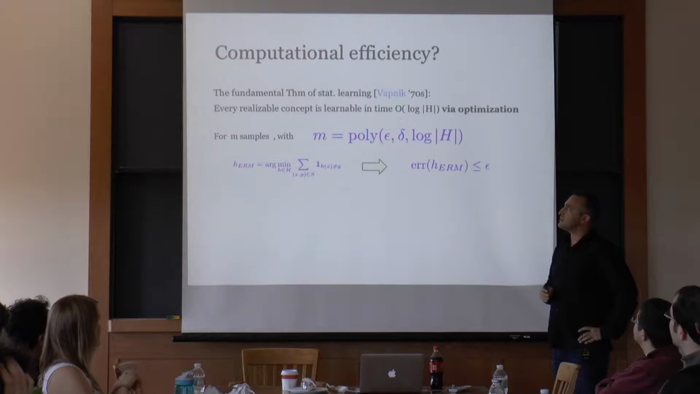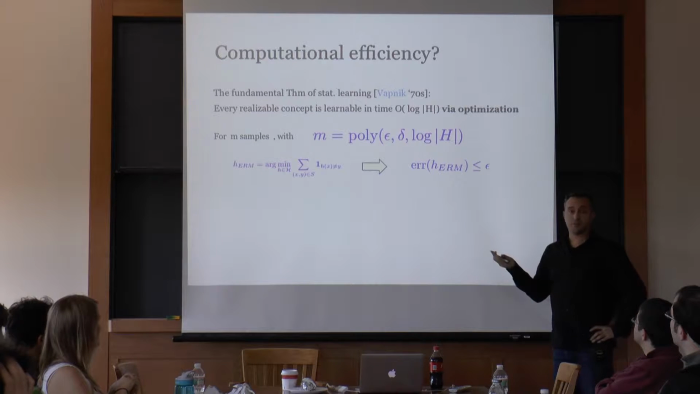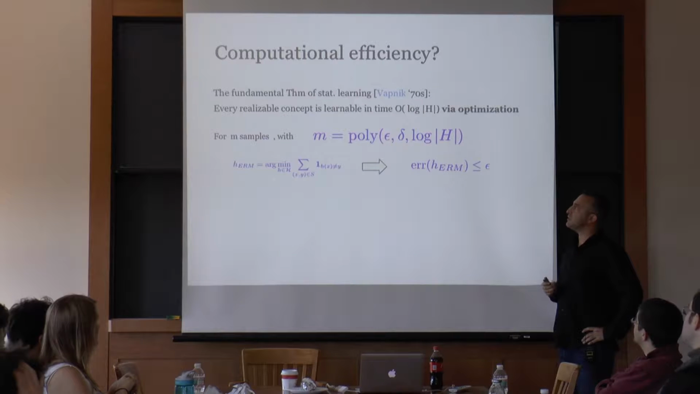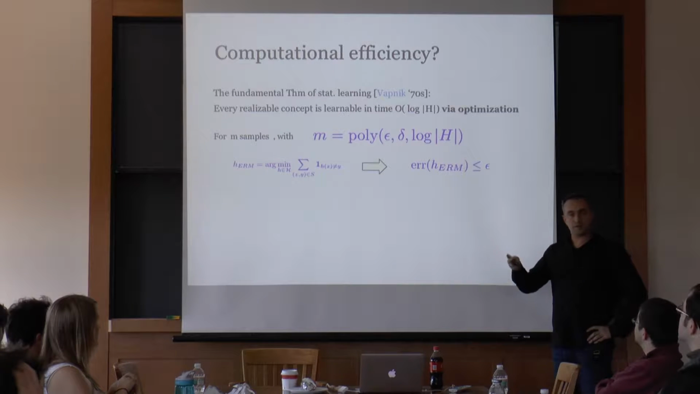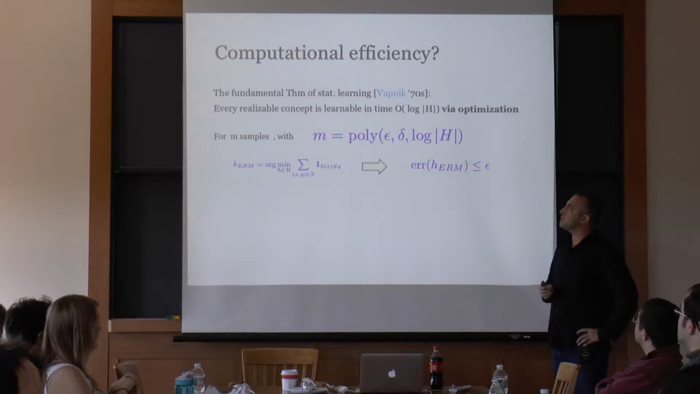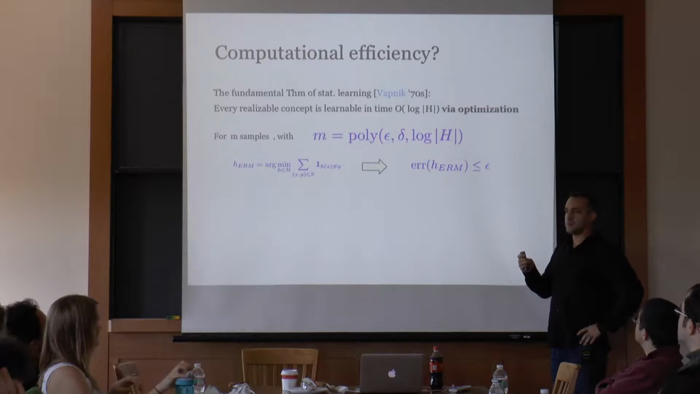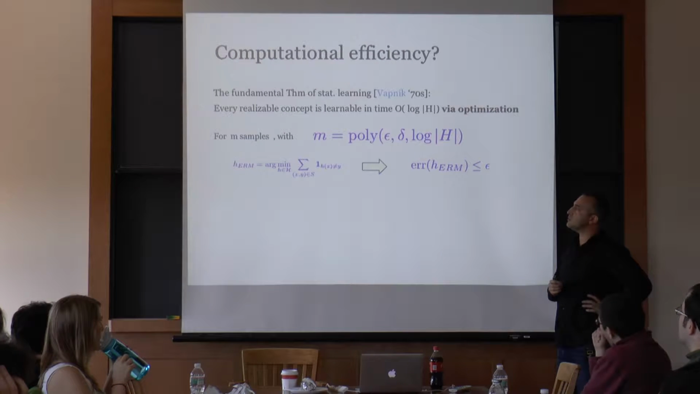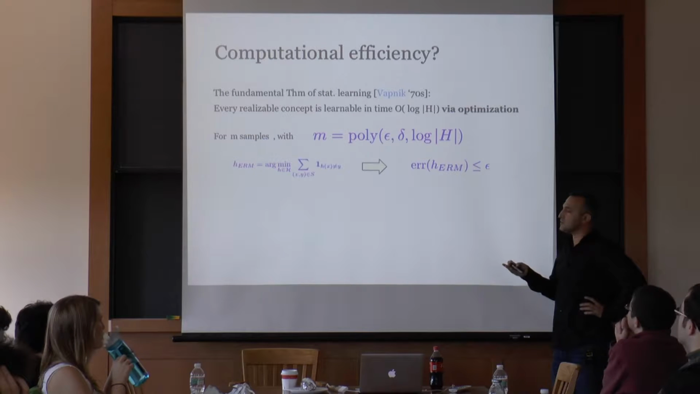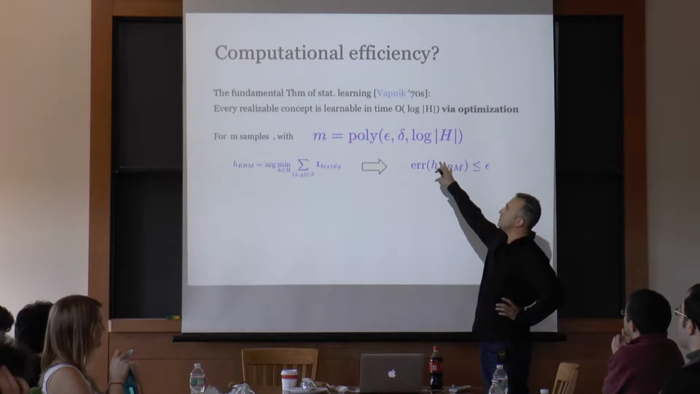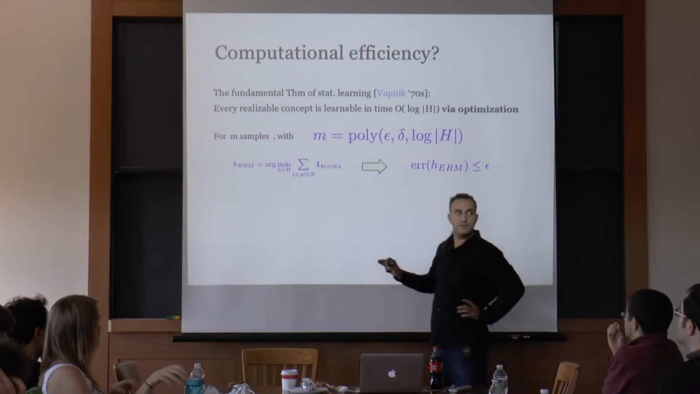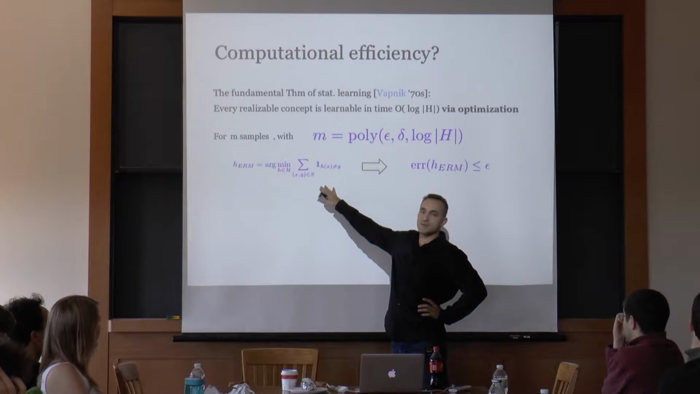The fundamental theorem of statistical learning, which is due to Vapnik from the 70s, says the following. Every realizable concept, one that we can actually learn, where we can get the error as close to 0 as we want, is learnable in time which is polynomial in the size of the hypothesis class, so in log H. So how is it done? It's done by taking these M, poly in epsilon, delta, log H, samples and computing the best hypothesis.